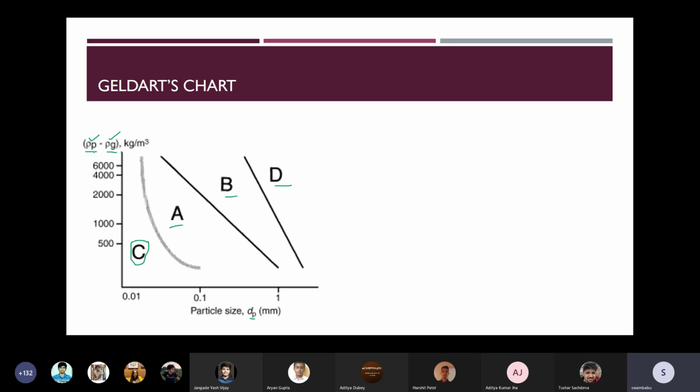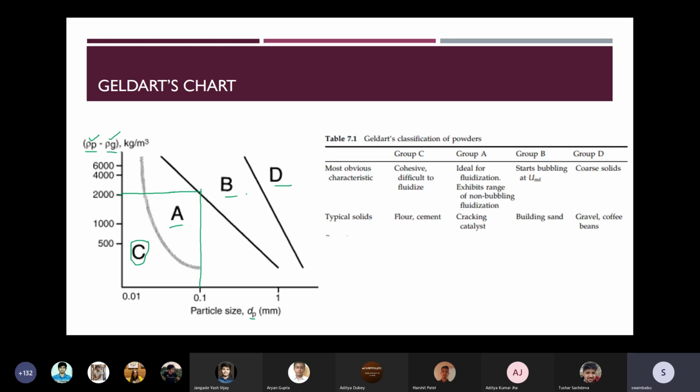So for example, rho P minus rho G, the difference, is 2000, and the particle size is, let's say, 0.1. Now we can clearly see that this falls under type B. That way, just by knowing the simple properties, we can know what type of fluid it is.